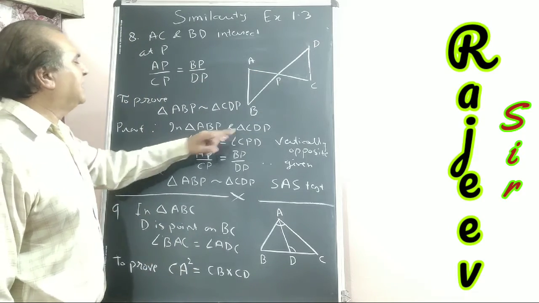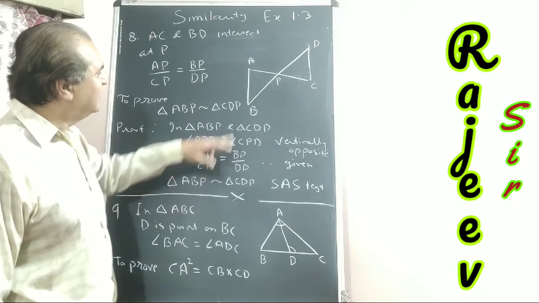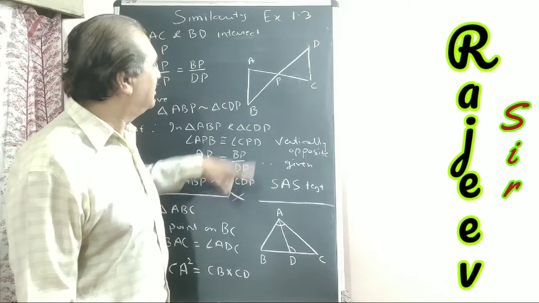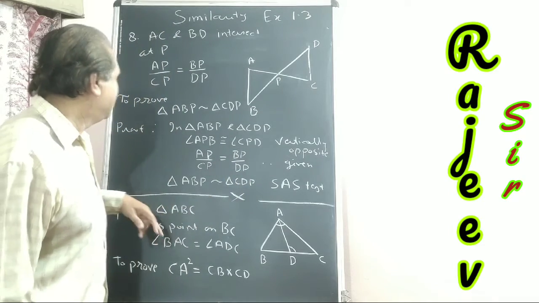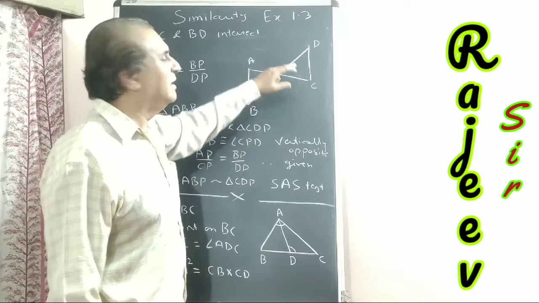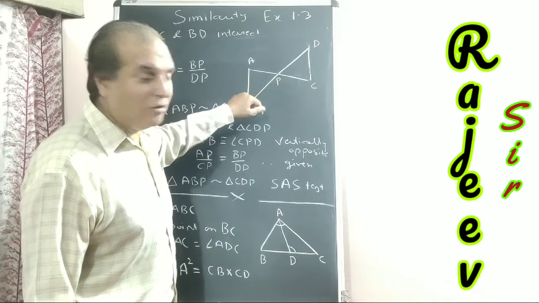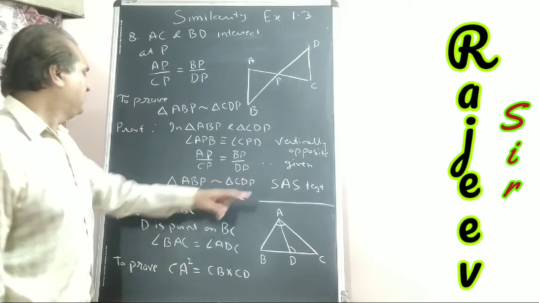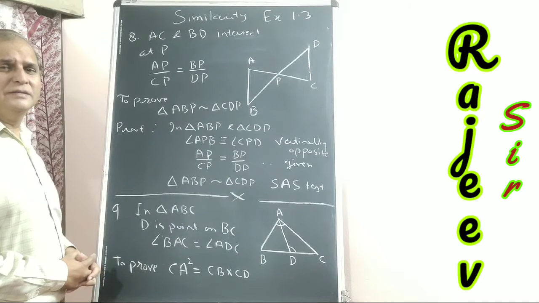In triangle ABP and triangle CDP, you have to write these two. Angle APB congruent to angle CPD. What is the reason? Tell me. Vertically opposite angles. Vertically opposite angles are congruent. AP upon CP, BP upon DP, this is already given. Sides are in proportion. Included angle congruent. Side angle side, SAS test. Triangles proved similar. Very simple this was.